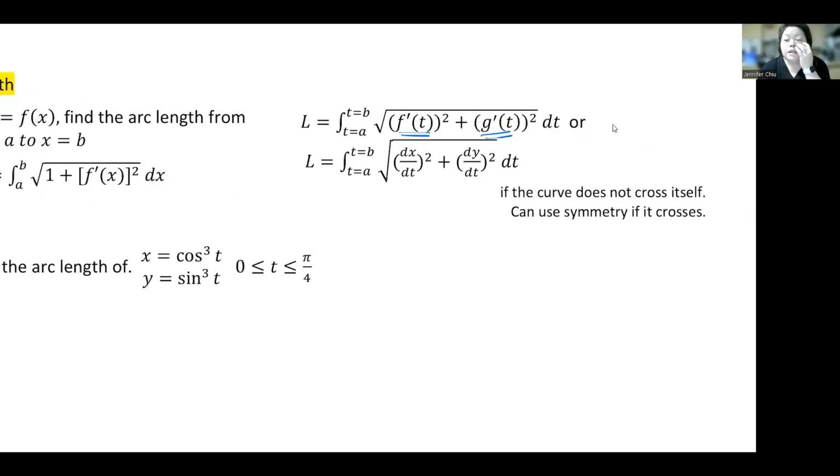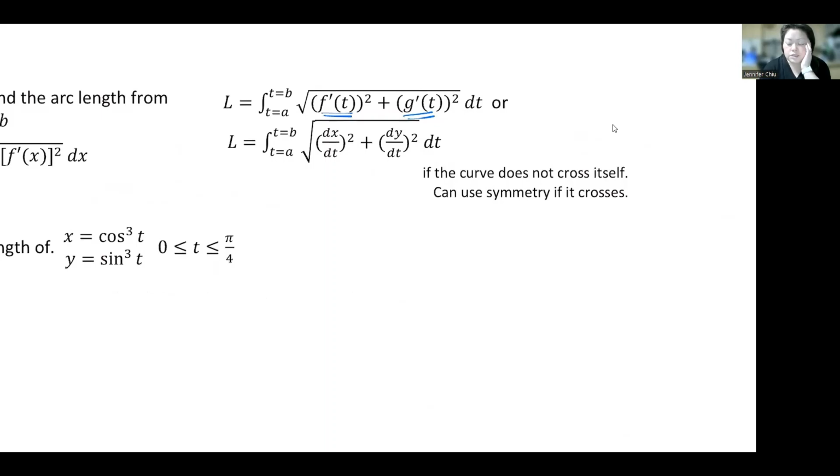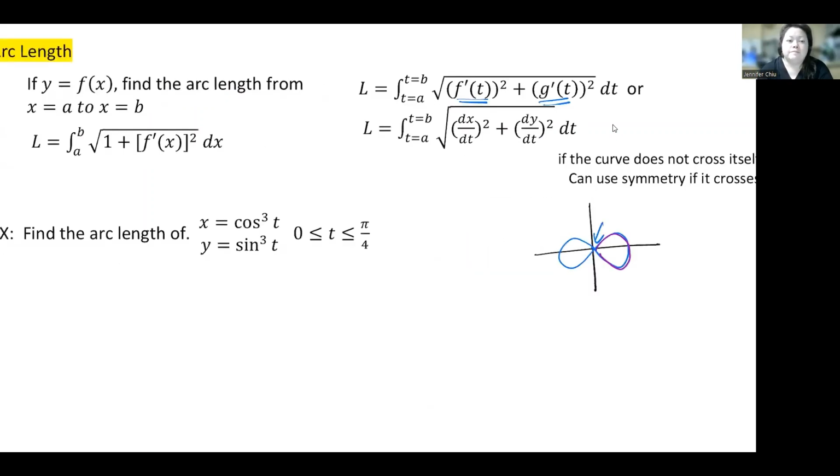Now, sometimes your parametric has really interesting graphs where it actually crosses itself. So if a parametric crosses itself, kind of like a polar graph here, you just need to find where it crosses itself and then use symmetry to find the arc length of half of it and then double your answer. So that way you don't have to do the whole thing. The only trick is you have to figure out where it crosses itself and use that as your interval limit, and then you can double your answer for your arc length, okay?